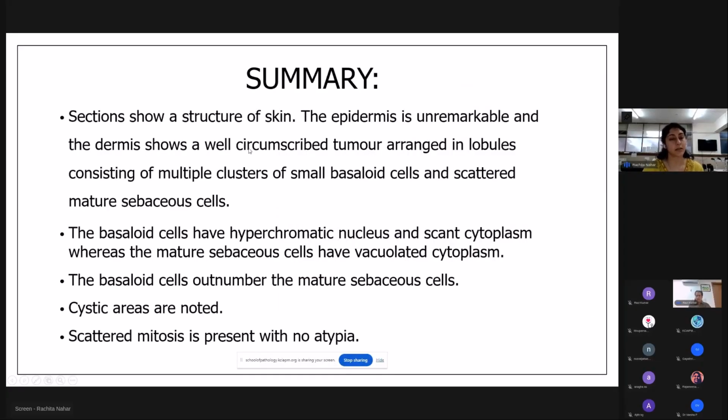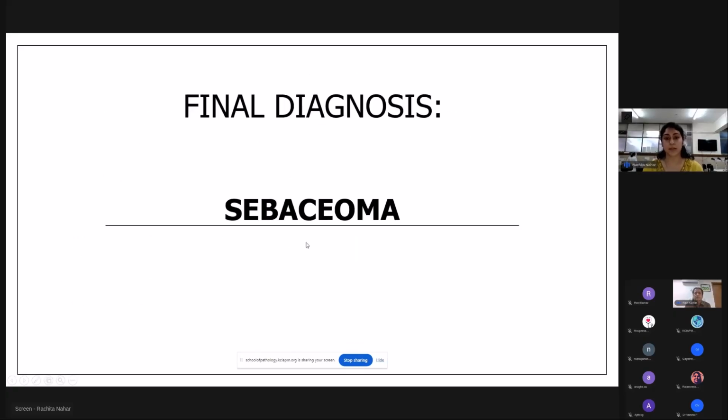Just to summarize the entire slide, sections show a structure of skin. The epidermis is unremarkable, and the dermis shows a well-circumscribed tumor arranged in lobules consisting of multiple clusters of small basaloid cells and scattered mature sebaceous cells. The basaloid cells have a hyperchromatic nucleus and scant cytoplasm, whereas the mature sebaceous cells have a vacuolated cytoplasm. The basaloid cells outnumber the mature sebaceous cells. Few cystic areas were also noted, and there is scattered mitosis present in the slide, but without any atypia. So my final diagnosis is sebaceoma.